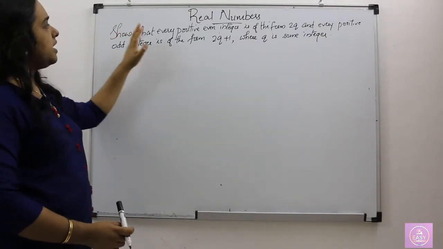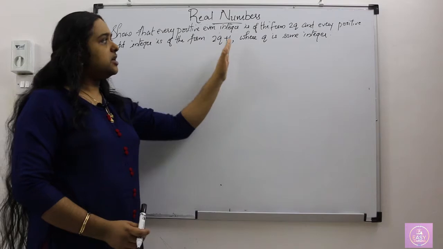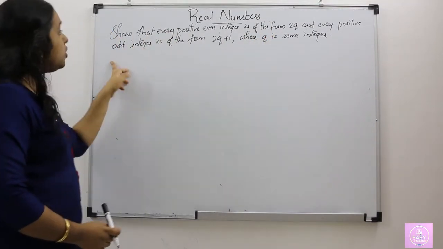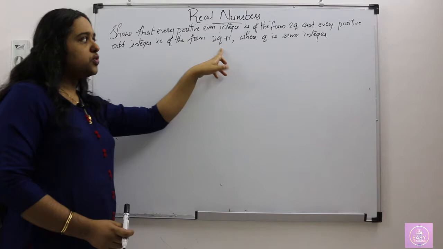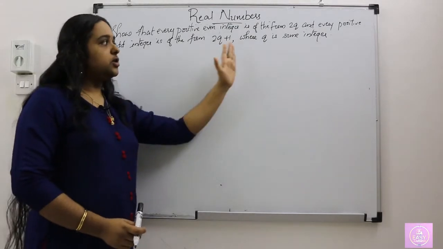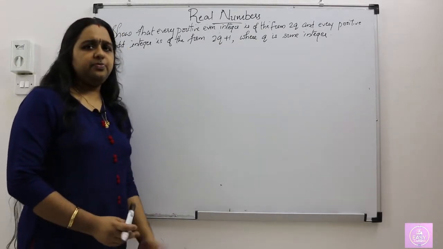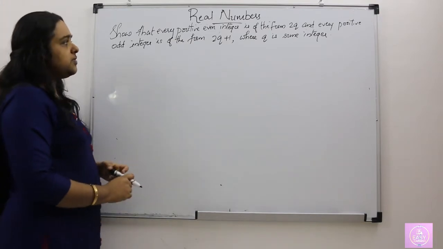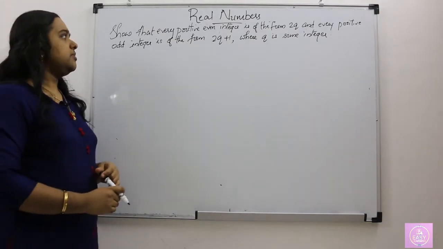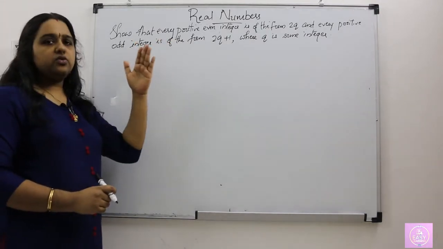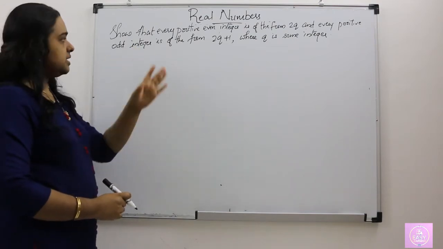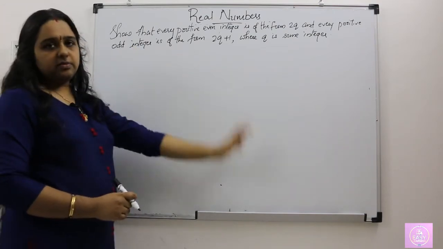Show that every positive even integer is of the form 2q and every positive odd integer is of the form 2q plus 1, where q is some integer. Positive even integers mean 2, 4, 6, 8, 10, and odd integers mean 1, 3, 5, 7, etc.